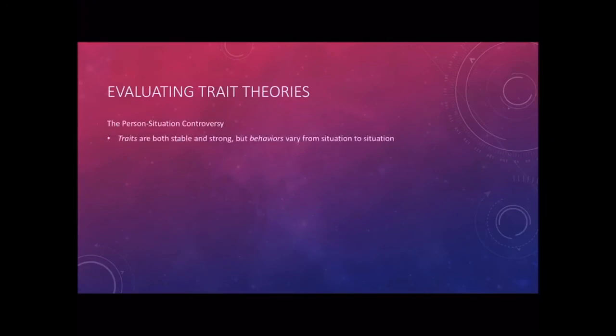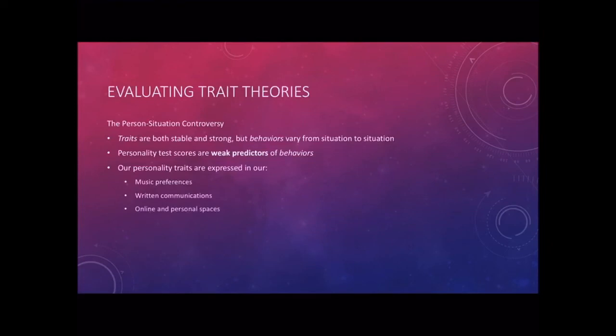Okay, so evaluating the Big 5 trait theory, essentially. We've got the person-situation controversy. Traits are both stable and strong, but behaviors, like I said, vary from situation to situation. So traits are dispositional, behaviors are situational. Personality test scores are weak predictors of behaviors. Like I said, there's so much more that goes into behavior than just a test score. Our personality traits are expressed in our music preferences, written communications, and online and personal spaces.